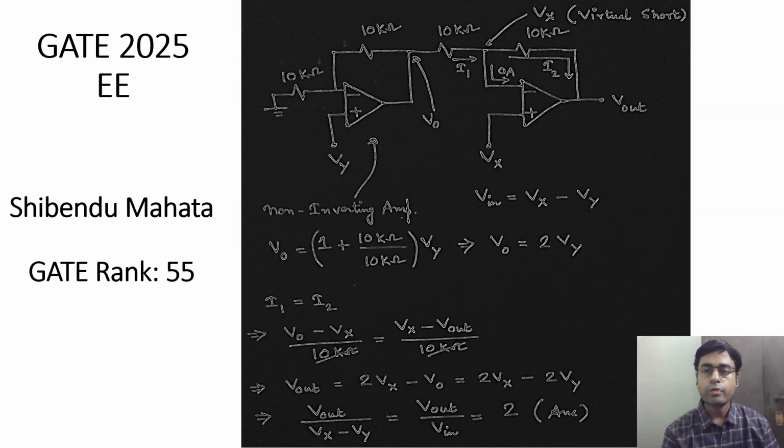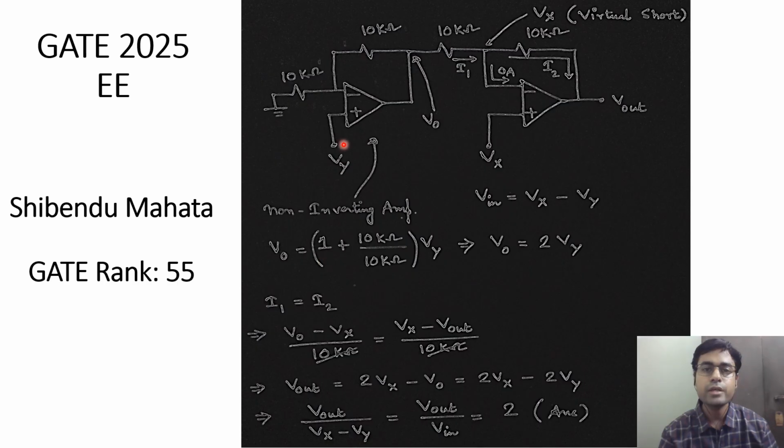So let's see how we can proceed with solving this problem. The first op amp structure is that of a non-inverting amplifier. The input is applied to the plus input terminal, and we can see that this representation is that of a non-inverting amplifier. Note that I have segregated V in the form of Vx minus Vy. Let's name the output of the first op amp as V0.